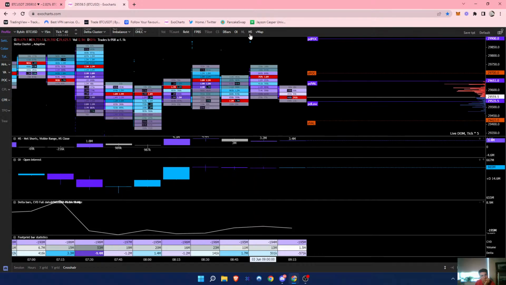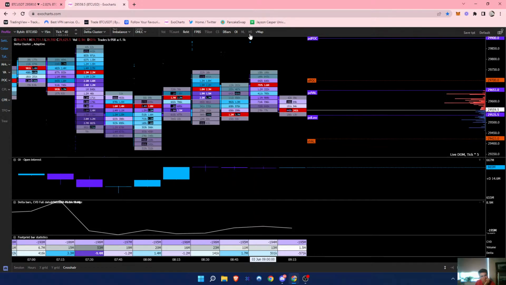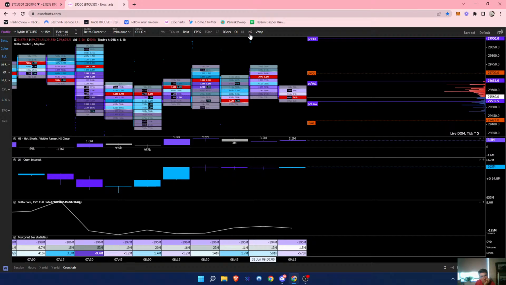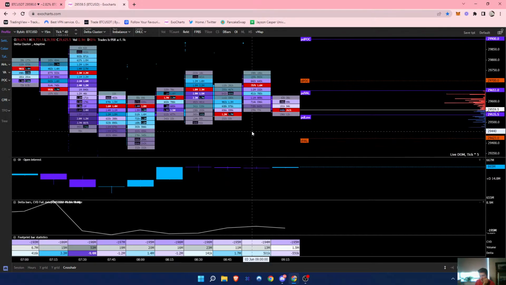So I guess there's a few longs or shorts coming in right now, and price isn't really moving. So that is what I'm thinking, that there might be absorption going on.